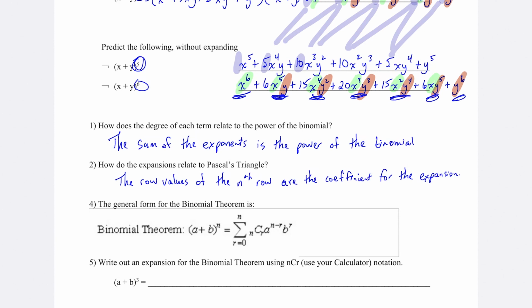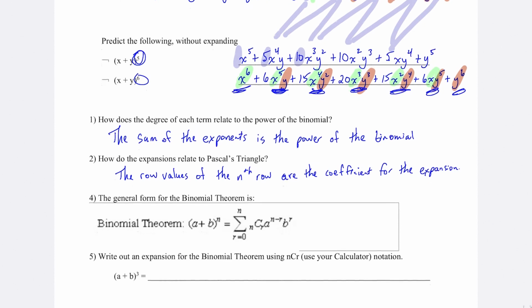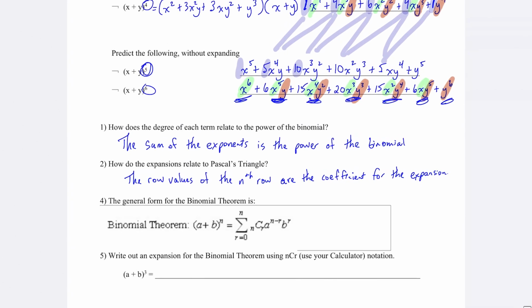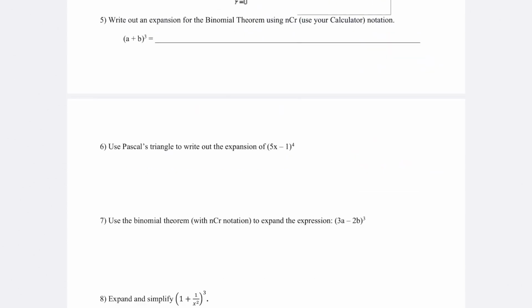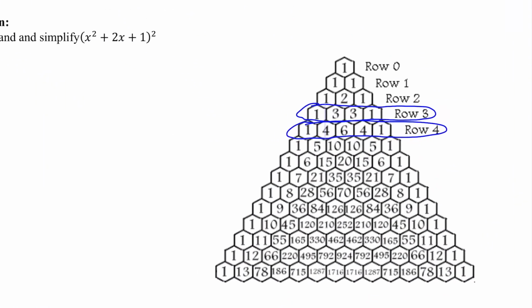Now, it's a bit more of a complicated way of looking at the coefficients. So let's just back up to make sure we understand. If I were looking at the 7th row, so if I was doing x plus y to the power of 7, we know that the coefficients would come from the 7th row of Pascal's triangle. And so we know that the numbers are 1, 7, 21, 35, 35, 21, 7, and 1. Okay?